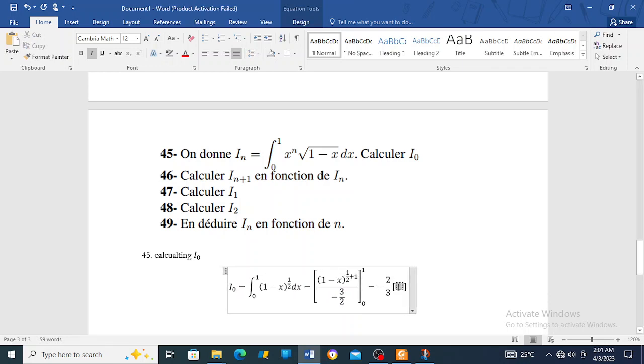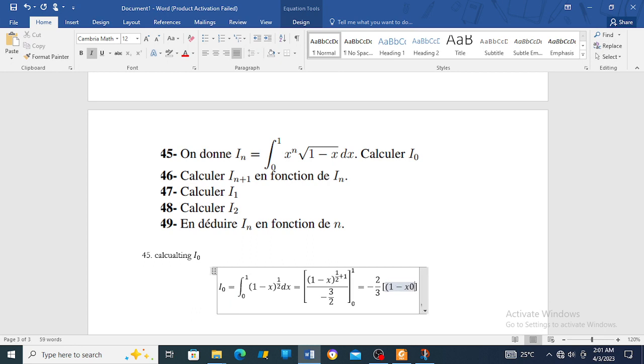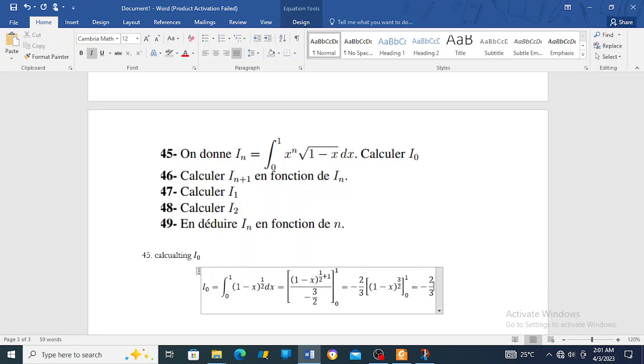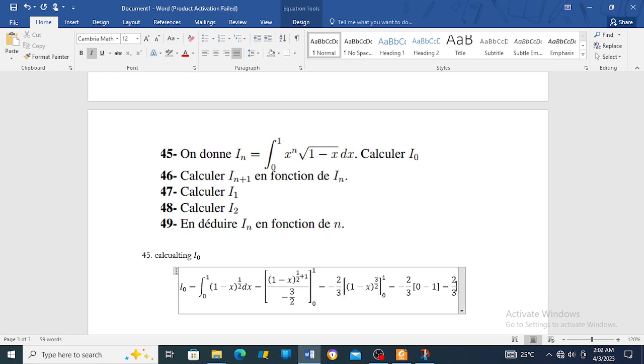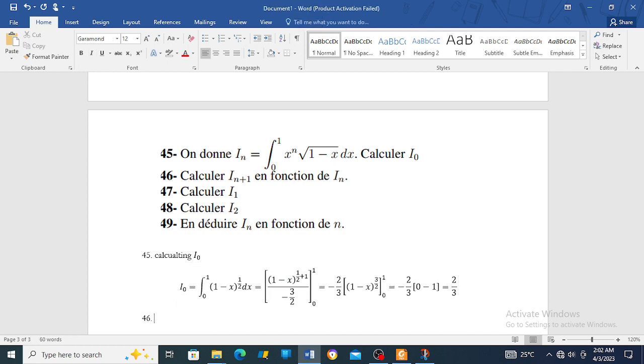Okay, at the end we are going to have 1 minus x, all that raised to the power 3 divided by 2, and it is from 0 to 1. Now when we have negative 2 on 3 into, when we fit 1, we have 1 minus 1 is 0, so the upper limit is 0. So we have 0 minus, we need now to fit the lower limit. Fitting the lower limit as 0, we are going to get 1 raised to the power 3 on 2, which is 1. Okay, so at the end of the day we multiply, we get 2 divided by 3. Let us proceed to question 46.